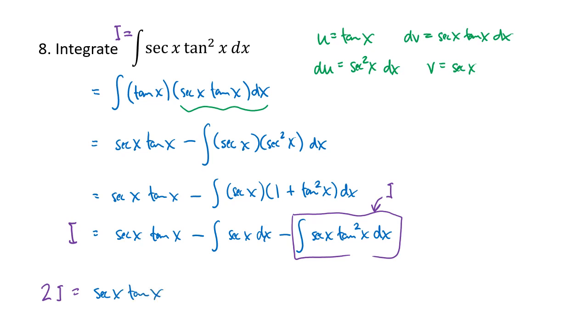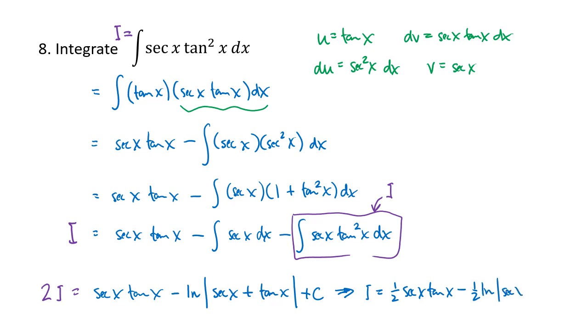Now, what's the antiderivative of just secant all by itself? Well, you might have learned this in Calculus 1, but that one's actually a little bit of a nasty formula as well. The antiderivative of just secant of x is natural log of the absolute value of secant x plus tangent x, and then plus c. So now the only thing left to do is to divide both sides by 2. So we get that our integral is 1/2 secant x tan x minus 1/2 natural log of secant x plus tan x plus c. And that is our answer there.